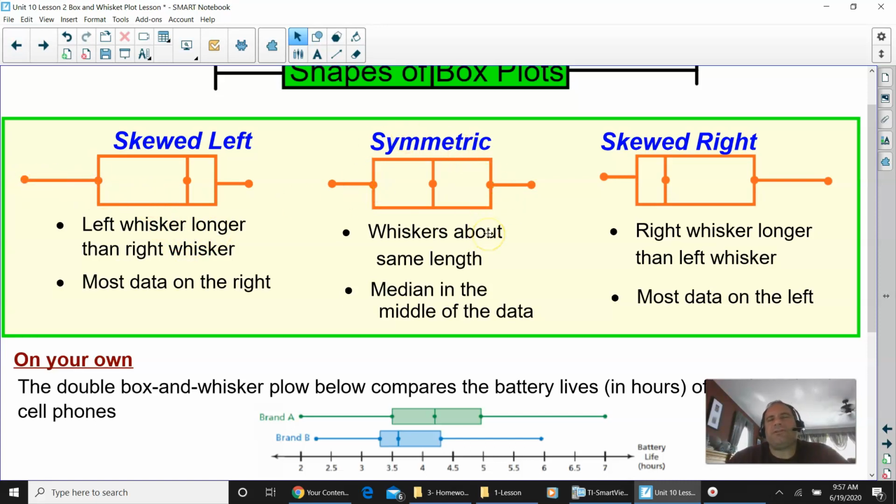Symmetric means the whiskers are about the same length, and the median is basically in the middle of the data. And skewed right is that right whisker is longer than the left. Most data is on the left, though.